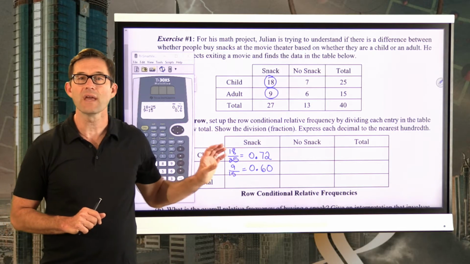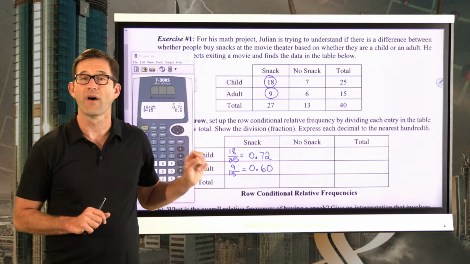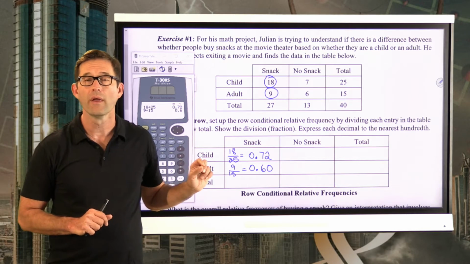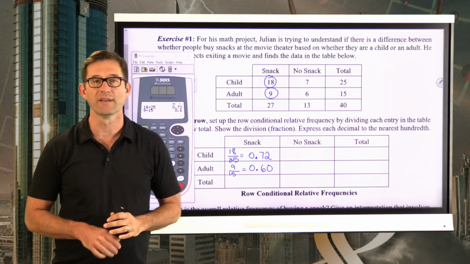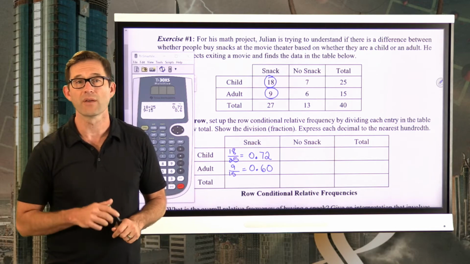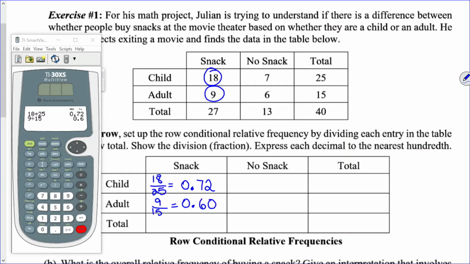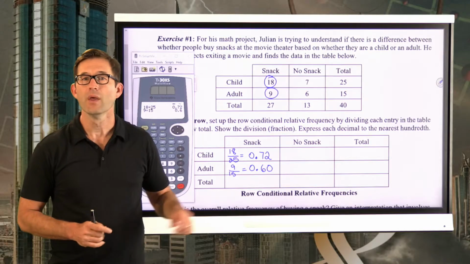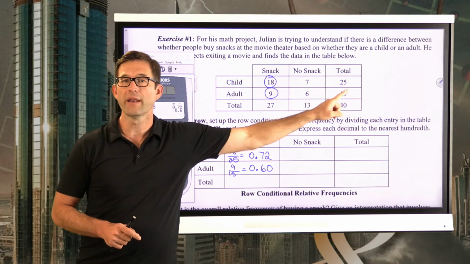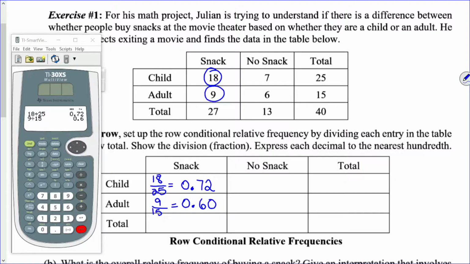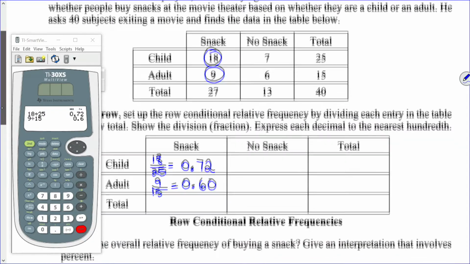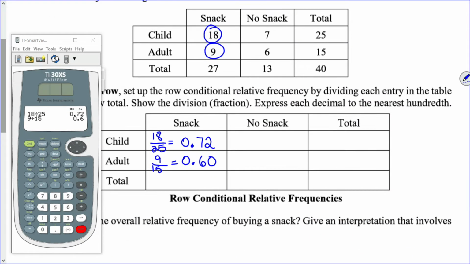So again, in each case, what I'd like you to do is divide by the row total and come up with all these different decimals. Pause the video now and go ahead and do that. All right, well, for the 7, I want to divide it by 25. 7 divided by 25 would give me 0.28 on the calculator.